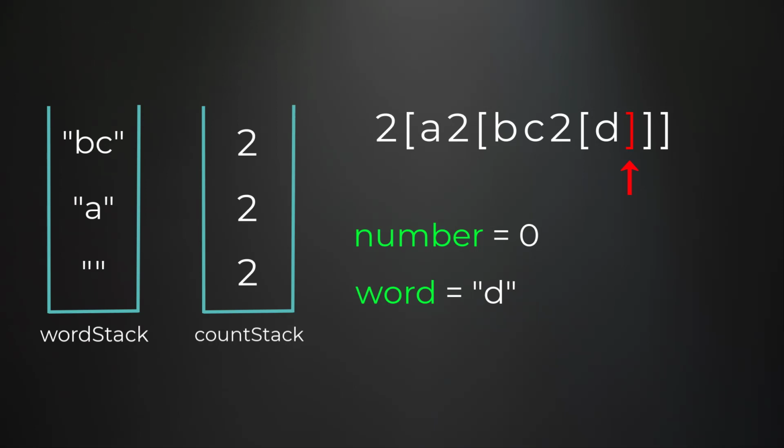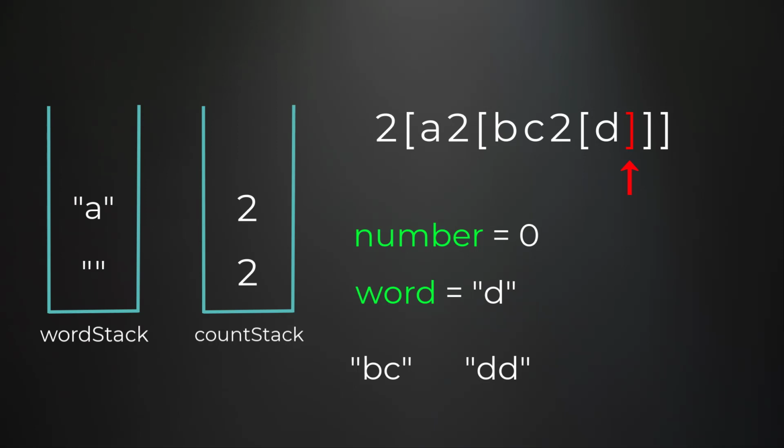Pretty simple. So first, we're going to need to pop from our word stack, which is the string BC. And then we're also going to pop from our count stack, which would be 2. And notice that we have our word variable set to D. This is the encoded string for this specific section. And since we popped a 2 from our stack, we need to repeat the character D 2 times since we just pulled that digit from our stack. And once we do that, we would get the string DD.